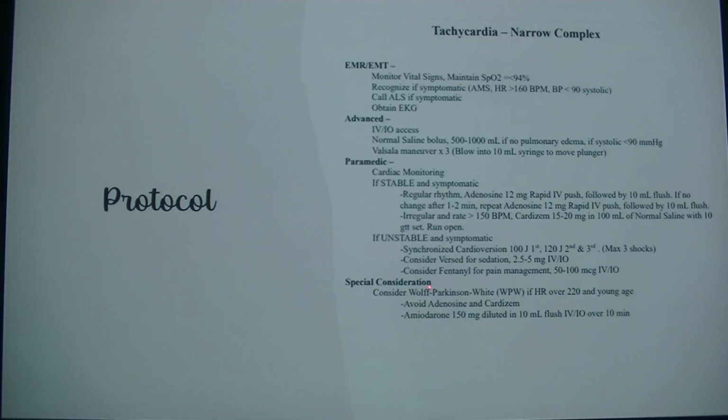So then we come down here to the special considerations. So we want to consider Wolff-Parkinson-White if heart rate's over 220 and they're young. And if they have Wolff-Parkinson-White, we want to avoid adenosine and Cardizem. And the reason for that is that we can lower the VFib threshold and we can send them into VF. So the treatment for that is going to be amiodarone, 150 diluted in 10 mLs, and we're going to give it slowly.